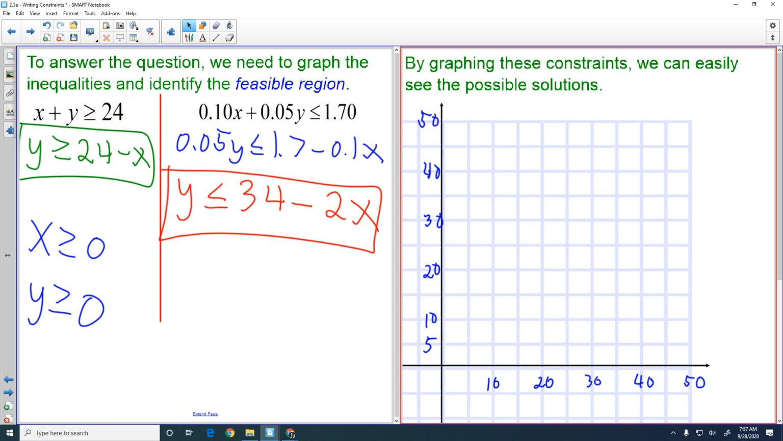And then we can graph these lines, and we're looking for that feasible region, that shaded area. All right, that first inequality in green, y is greater than or equal to 24 minus x. So 24 is my starting point, and if that line is 25, 24 would be just underneath it. And then the slope, that's a negative x. We treat that as 1 over 1, down 1, right 1, down 1, right 1.